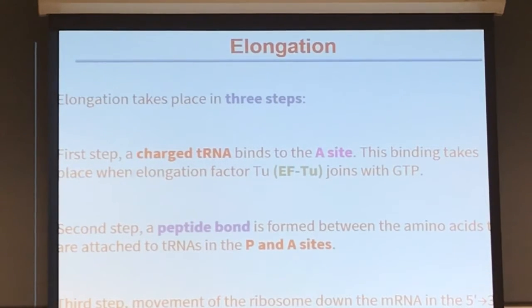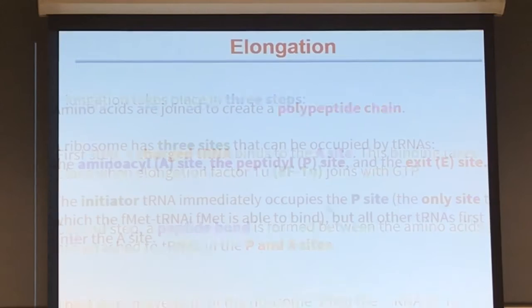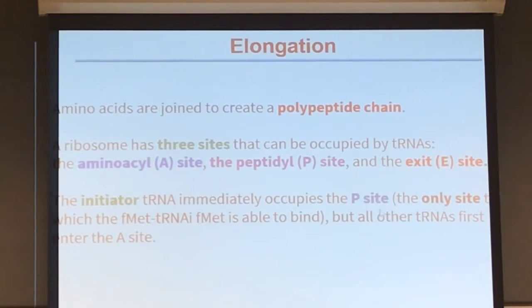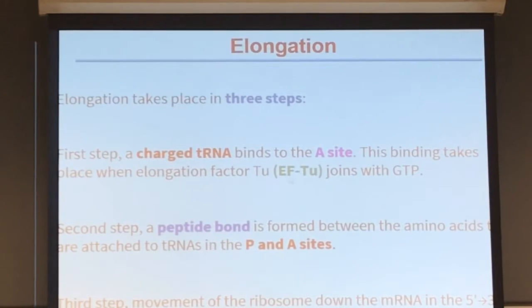So the first step, a charged transfer RNA will sit on the A site. Remember that the P site is occupied by the transfer RNA carrying methionine. Then the A site is occupied by another transfer RNA which has anticodons complementary to the nucleotides on the messenger RNA. And this requires some elongation factors, or basically some other proteins, which are required for the charged tRNA to sit on the A site.